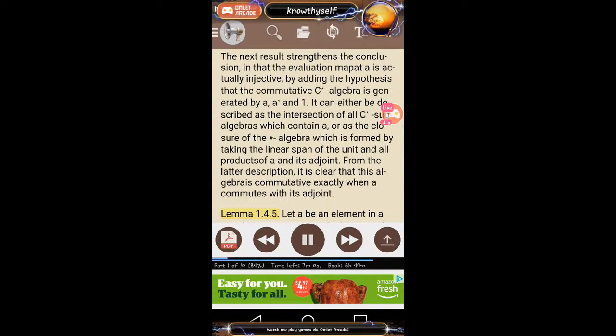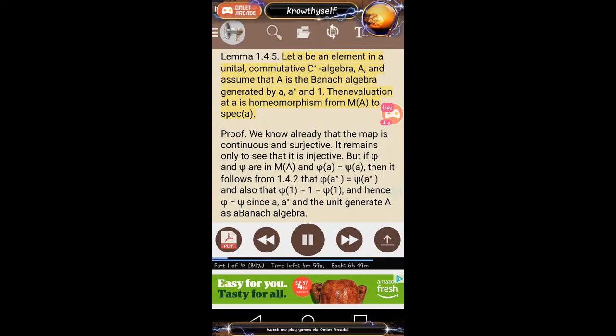Lemma 1.4.5. Let a be an element in a unital commutative C*-algebra A, and assume that A is the Banach algebra generated by a and 1. Then evaluation at a is a homeomorphism from M(A) to Spec(a). Proof. We know already that the map is continuous and surjective. It remains only to see that it is injective. But if φ and ψ are in M(A) and φ(a) = ψ(a), then it follows from 1.4.2 that φ(a*) = ψ(a*) and also that φ(1) = ψ(1), and hence φ = ψ since a and the unit generate A as a Banach algebra.